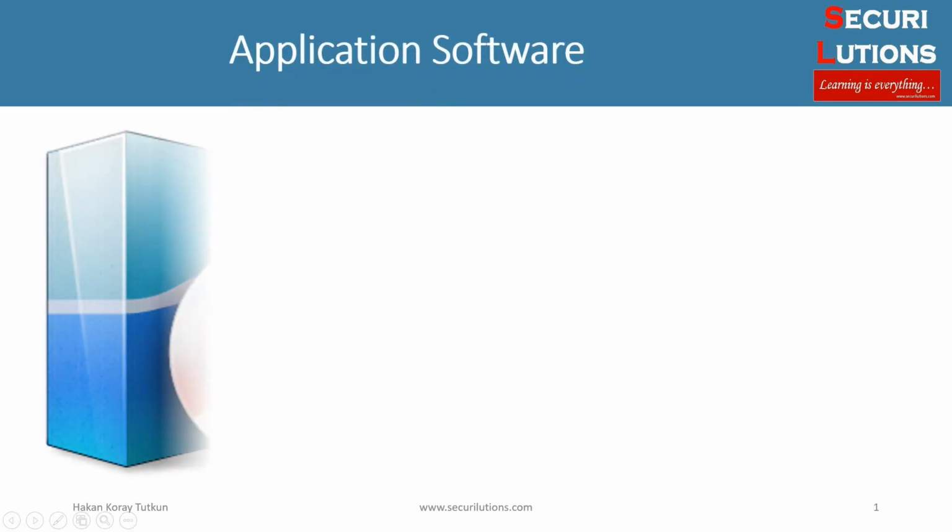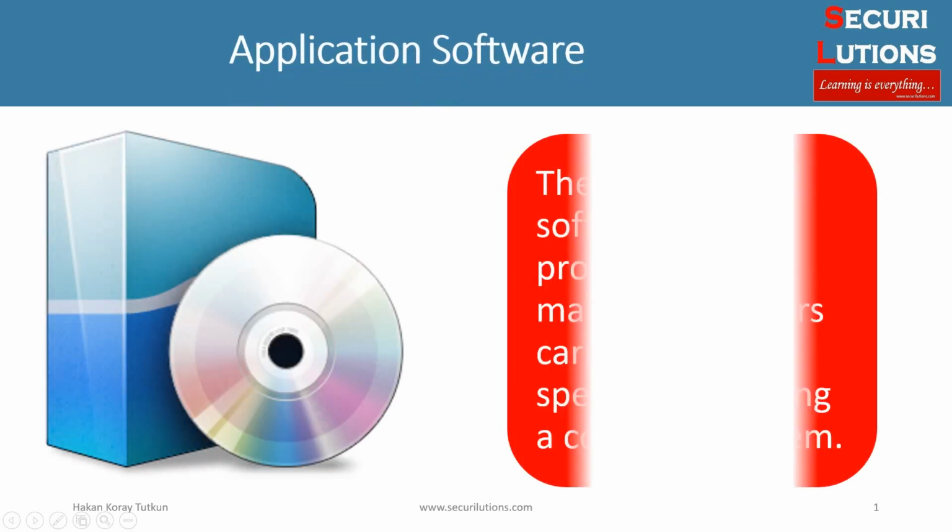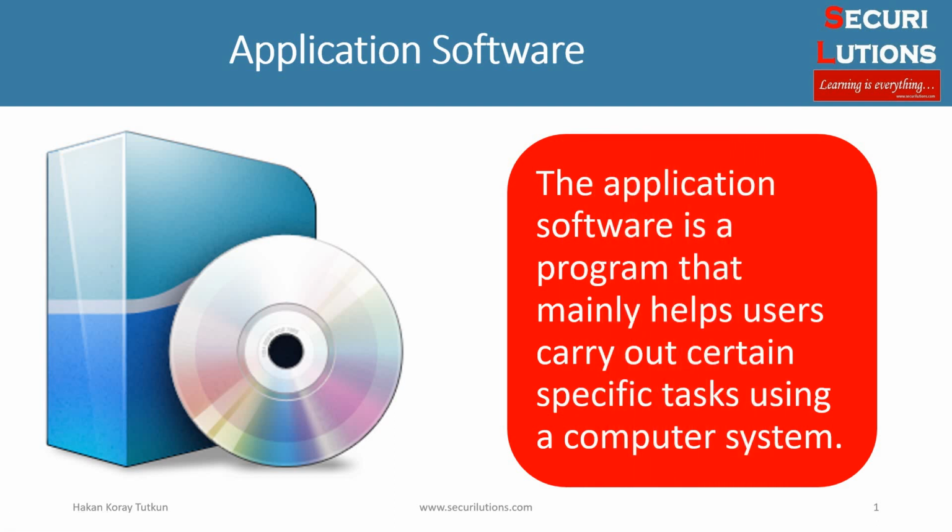Application software is a name given to the programs prepared for the end users. Application software is developed for user-specific requirements with the help of high-level languages. The application software is a program that mainly helps users carry out certain specific tasks using a computer system, like word processors, simulations, graphics, and web browsers.